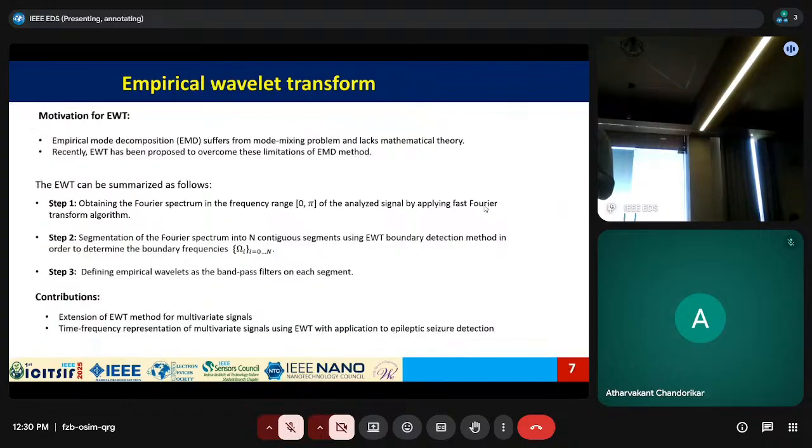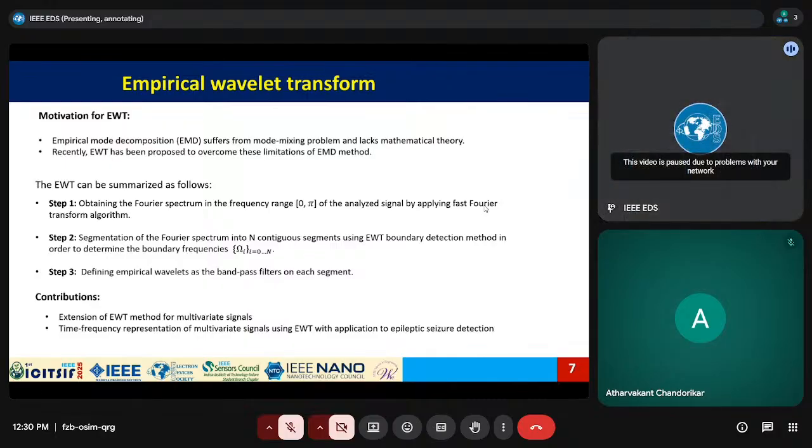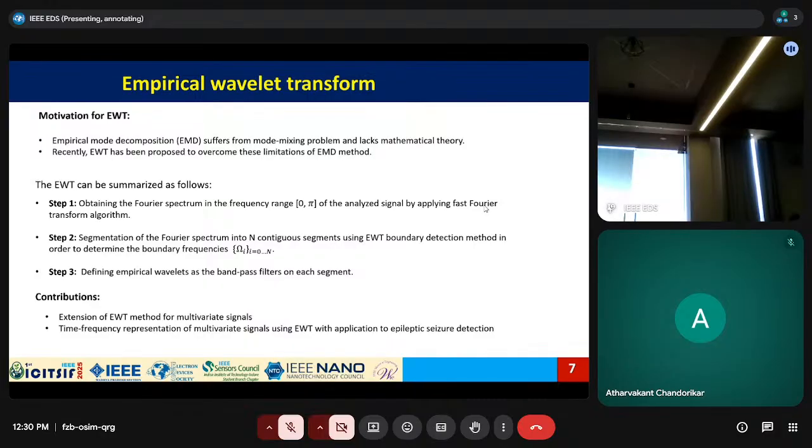So already we have seen the motivation for empirical wavelet transform. It comes from the limitation of the EMD method, and it has 3 main steps. First, you take the Fourier spectrum. Then you segment the Fourier spectrum into different regions, and each region corresponds to a mono component. From that, we define empirical wavelets and use them as band pass filters, and these components are separated.